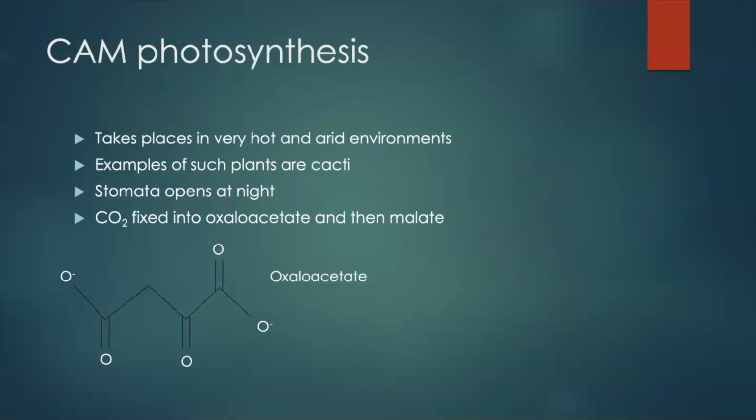Lastly, there's also the crassulacean acid metabolism, which takes place for plants that live in very hot and arid environments, such as cacti. As there is a risk of losing water through the stomata when they open during the day, these stomata open during the night, absorbing carbon dioxide. This carbon dioxide is then fixed into oxaloacetate and converted into malate.